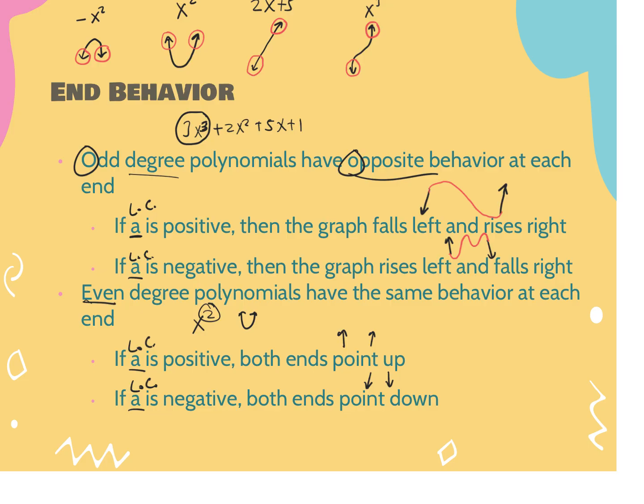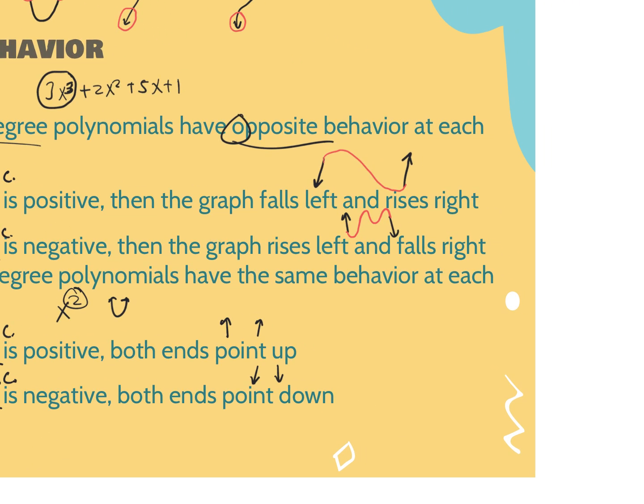There's really only 4 cases with end behavior. It's either opposite directions, where the left is up, right is down, or left is down, right is up, or they're in the same direction where both are up, both are down. I kind of like to summarize it in a little chart.